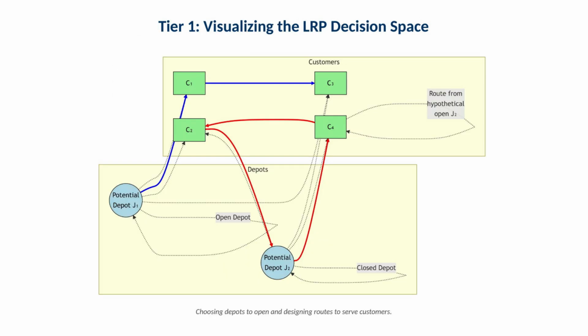This figure visualizes the decision space. You choose which depots to open, and then you design routes from the opened depots to visit customers. The key idea is that depot decisions and routes cannot be separated safely. A depot that looks attractive on fixed cost may lead to long routes, while a depot that is more expensive may create much lower transportation cost.